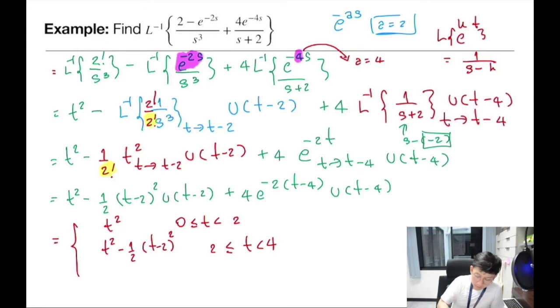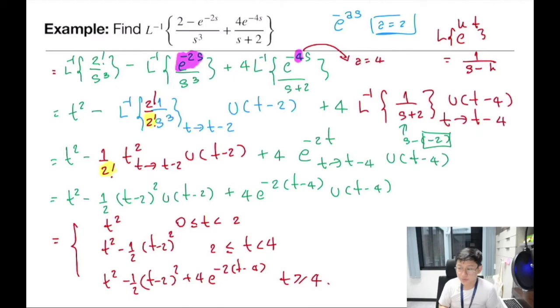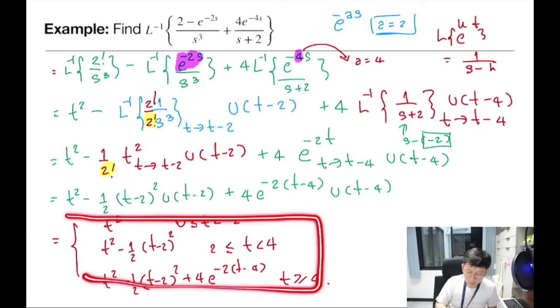It's basically the sum of this. Okay, and it would be t squared minus 1 half of t minus 2 squared, plus 4 e to the minus 2 of t minus 4 when t is bigger or equal to 4. Okay, and that's it. But guys, in the exam, you don't need to answer in this form.